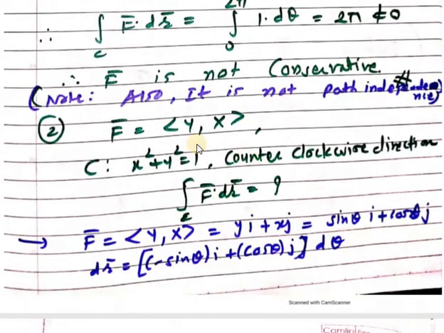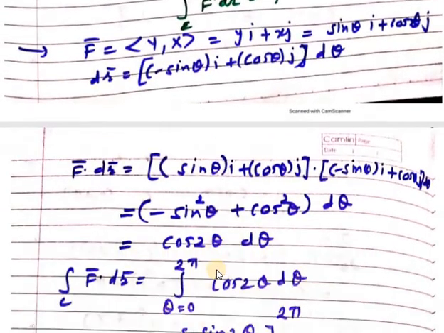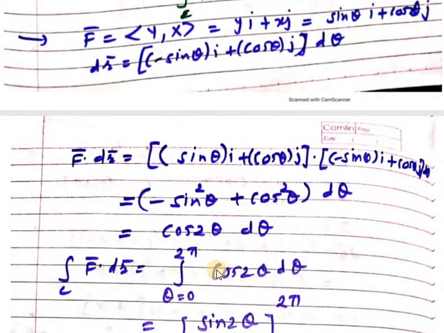So let us assume this question so it will be clearer. F bar is equal to y comma x. Here we have the same unit circle and the direction is counterclockwise. So what will be the line integral? Here the vector is as we discussed in the previous question, so we can use its parametric equation, and according to that F bar dot dr bar is equal to cos 2 theta d theta.